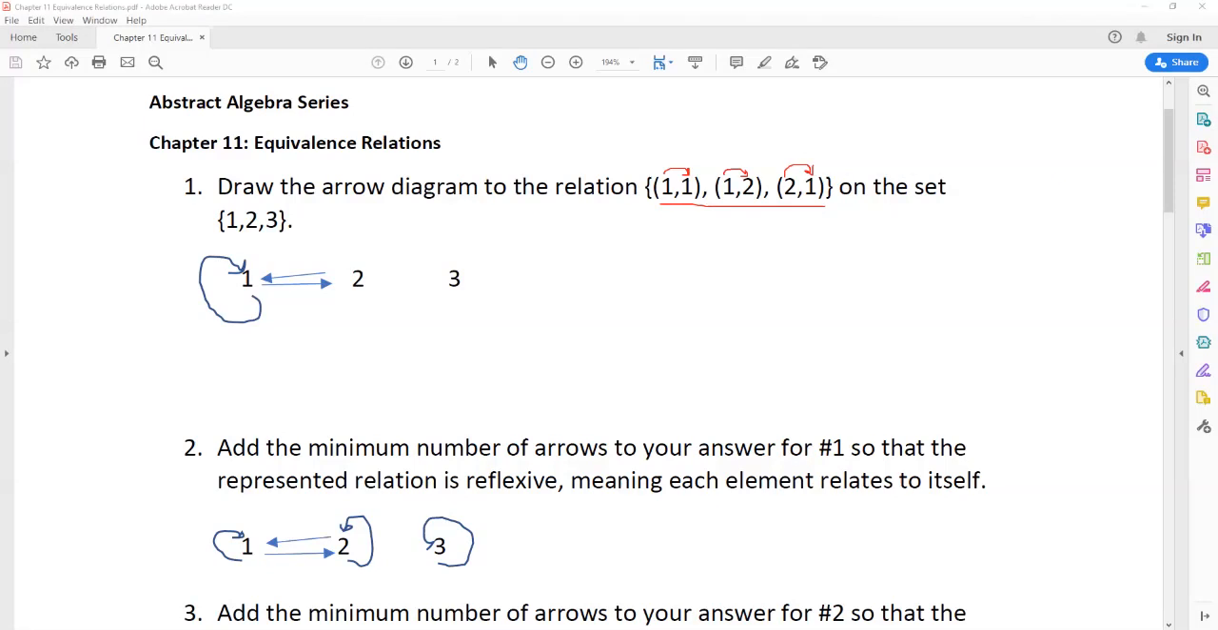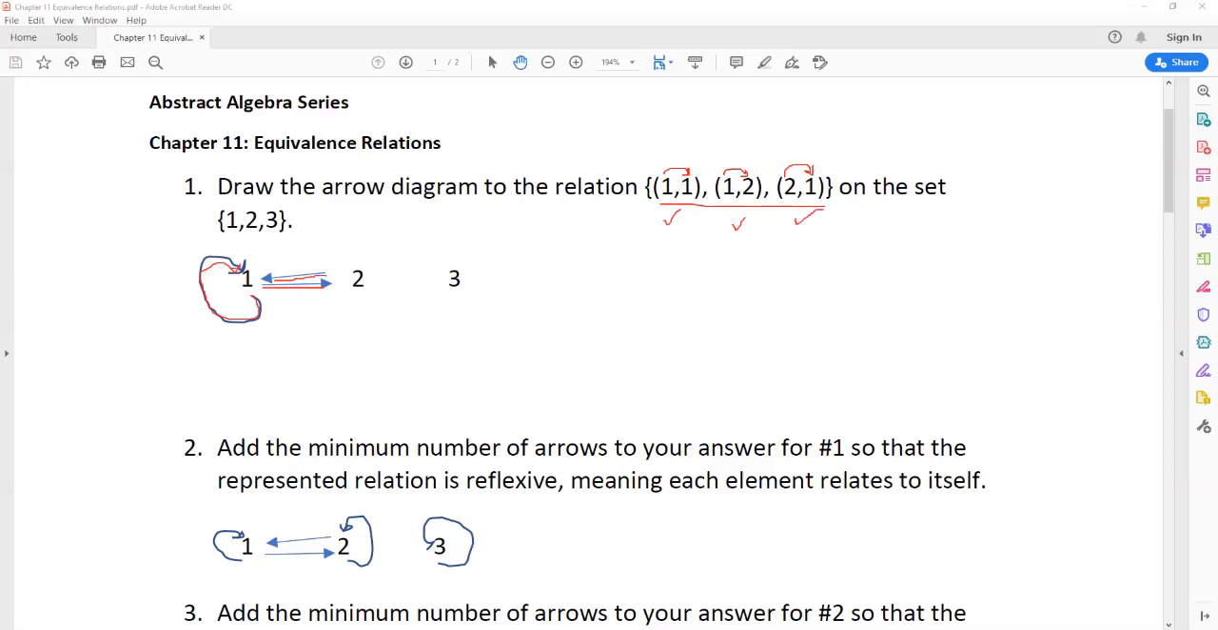Well, let's talk about the arrow diagram since it's already completed. Notice that we have an arrow here pointing 1 back to 1, which satisfies this first ordered pair. And notice that we have 2 arrows pointing in the opposite direction. One shows that 1 is mapping to 2, and the other arrow shows us that 2 maps to 1, and that satisfies the second ordered pair and the third ordered pair.